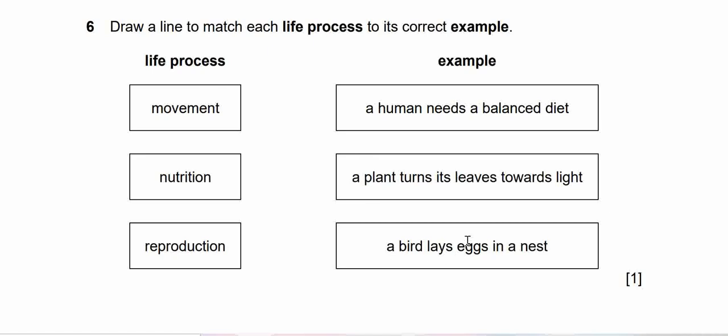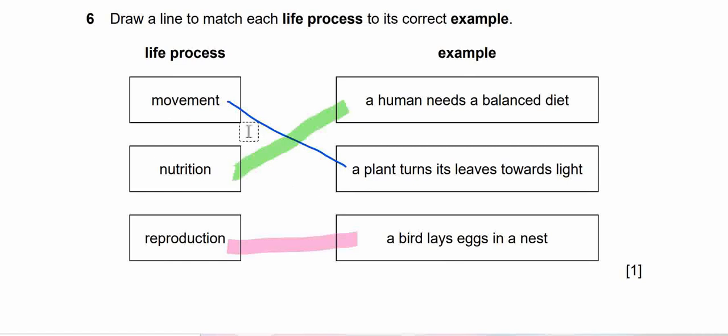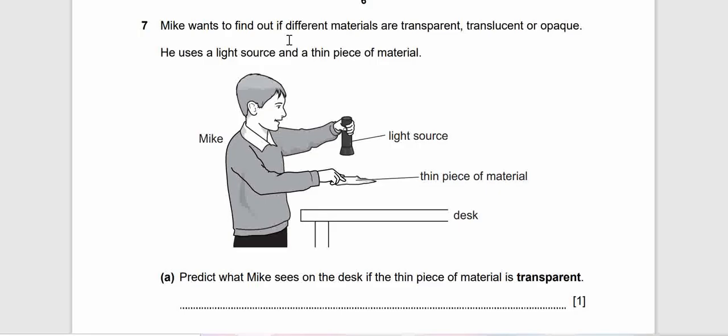Alright, let's open up the answer, guys. If you have not finished, you may pause for a while. Okay, so movement is a plant turns its leaf towards light. Nutrition is a human needs a balanced diet. Reproduction: a bird lays eggs in a nest. Alright, let's move on to question 7.